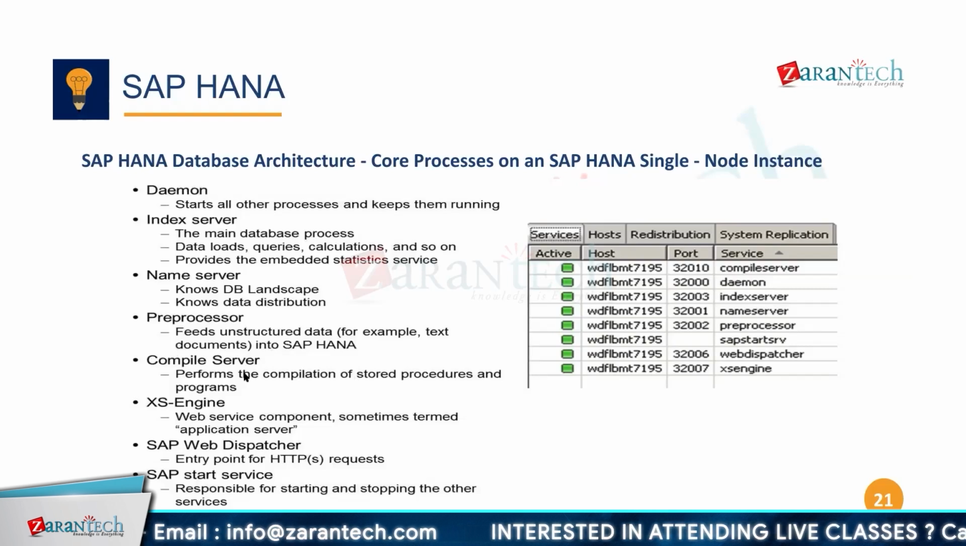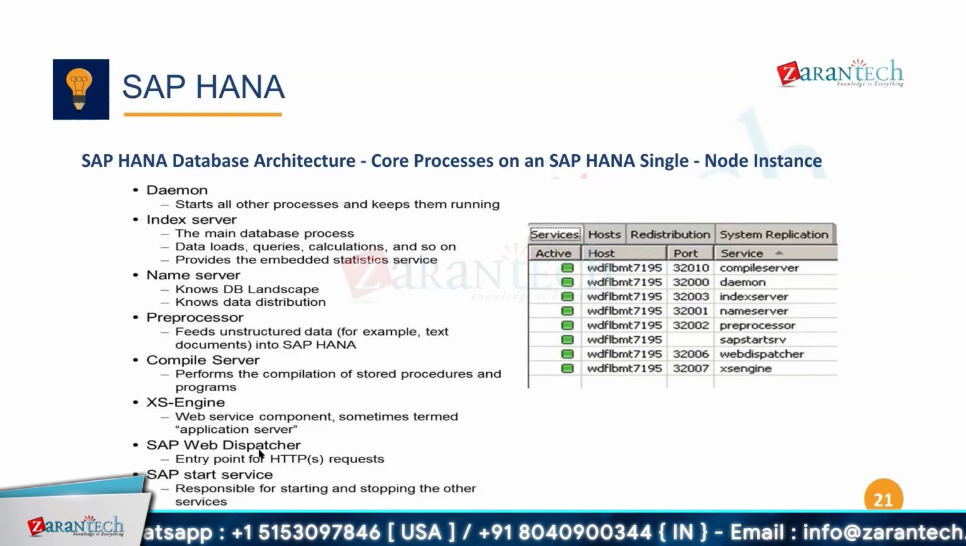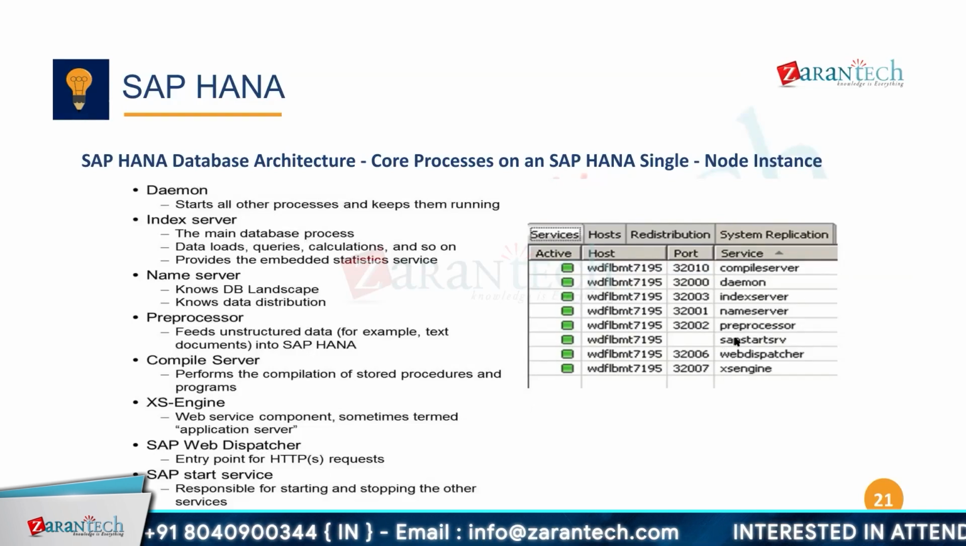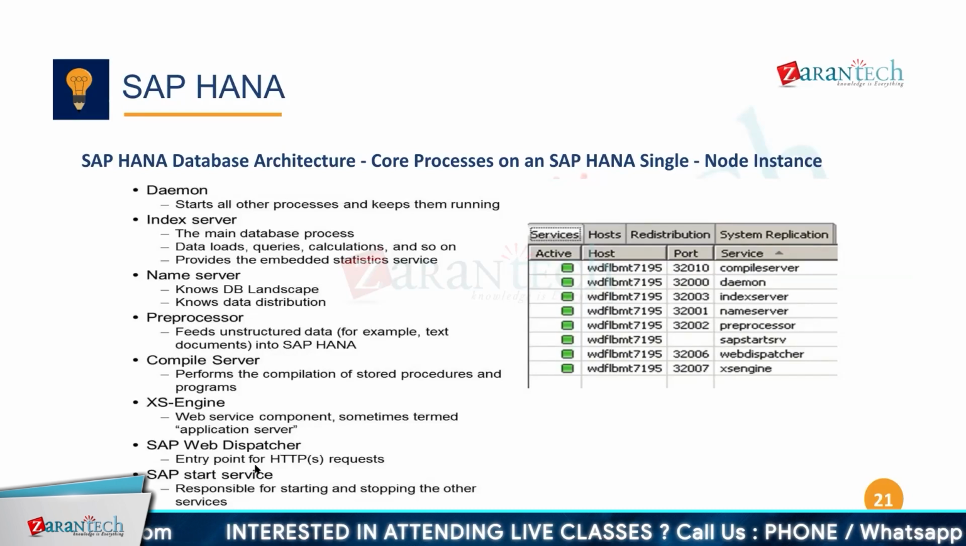The access engine is for external communication. It is the web service component, so you can talk through HTTP and HTTPS. The web dispatcher I have explained: all the web traffic comes through the web dispatcher, and HANA also has one. Then SAP start service, the bottom three: start service is responsible for starting or stopping the system, the same way as in an ABAP system.